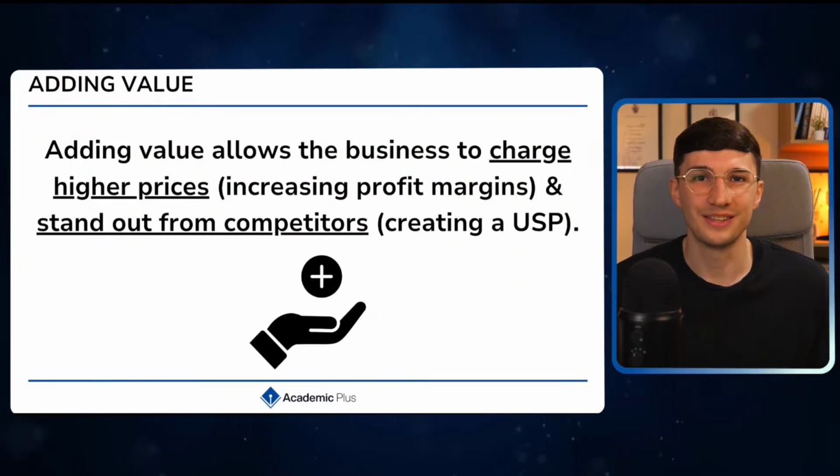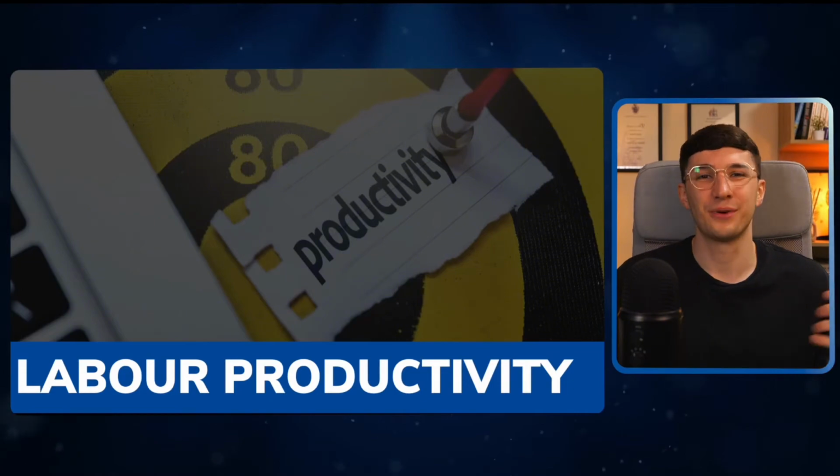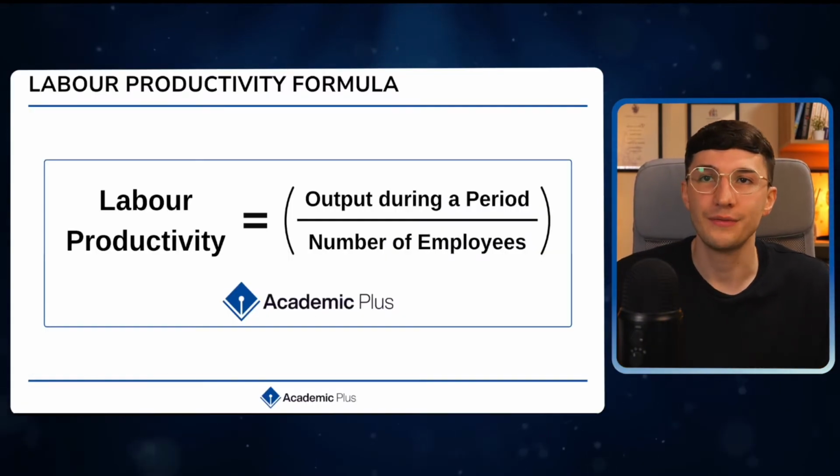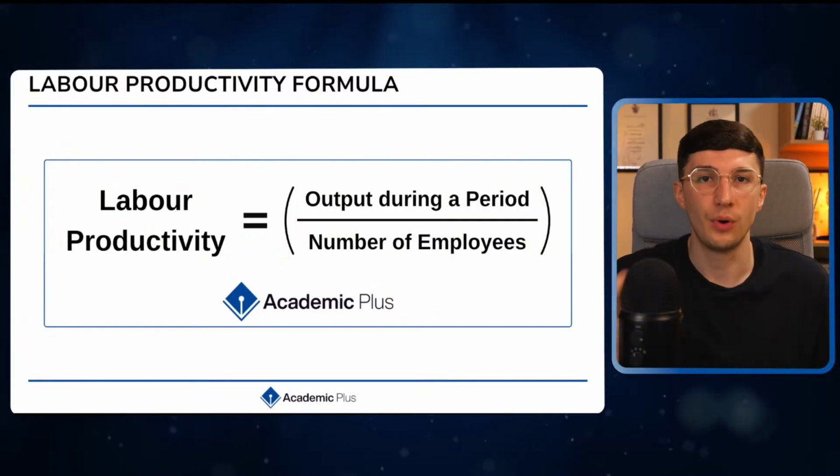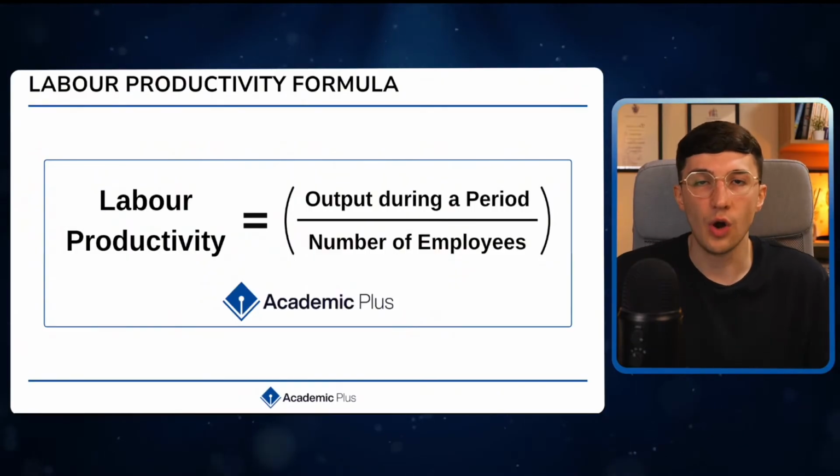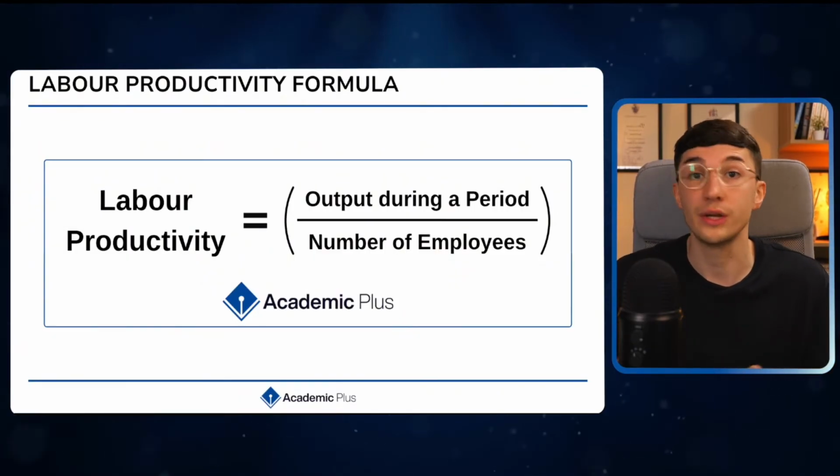And as well, if we are adding value successfully, potentially we've created a USP, well, that helps us stand out from our competitors. The next topic that we're going to take a look at in this revision video will be labor productivity. Now, labor productivity is the measure of output per worker, i.e. how much work is each individual worker doing on average.